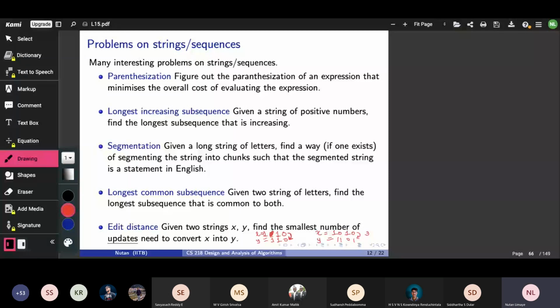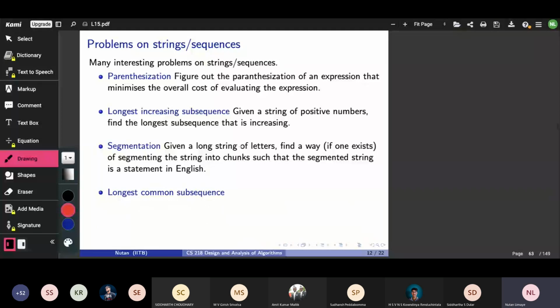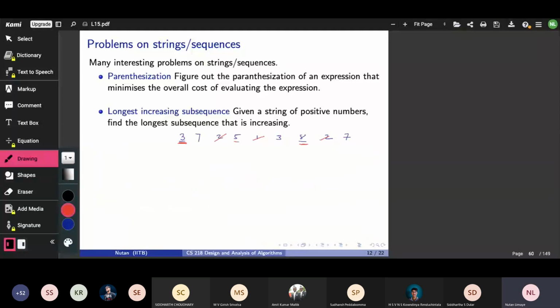Ma'am, the subsequence is not necessarily consecutive, right? Yes. So the doubt is whether the subsequence is necessarily consecutive. No, it's not. It can be any sub part. For example, over here, the red underlined things form a subsequence, an increasing subsequence. Correct.